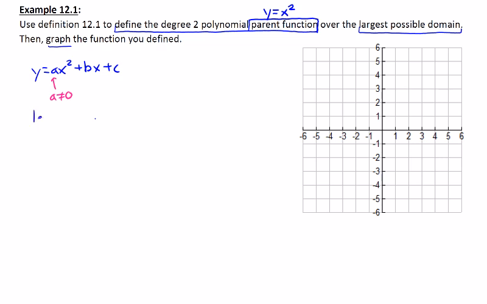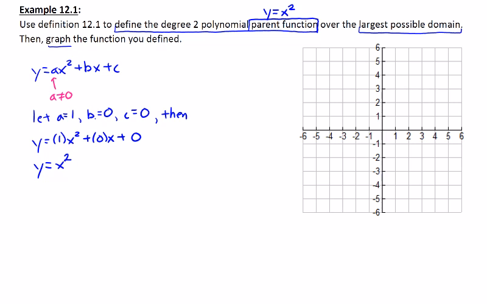Instead, we're going to let a be equal to 1, b equals 0, and c also equals 0. When we make these choices for a, b, and c, it's going to say y equals 1 times x squared plus 0 times x plus 0. And once all the arithmetic is done, the final result is just y equals x squared. That's what the equation looks like for the parent function of a degree 2 polynomial.